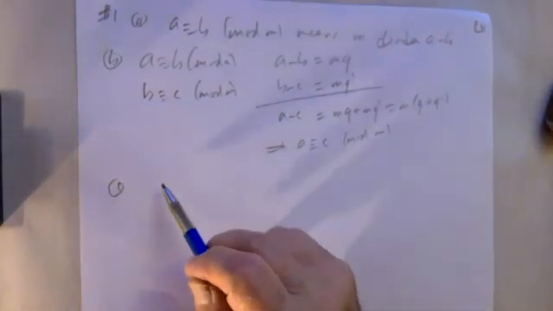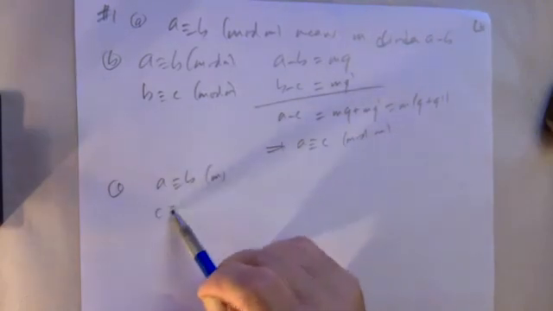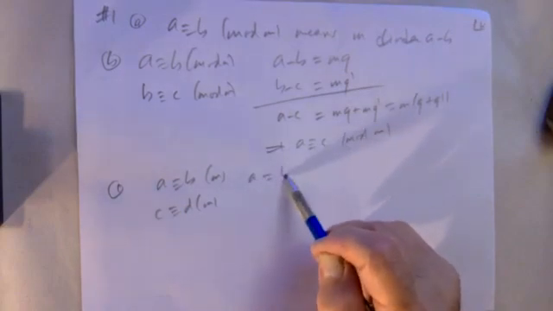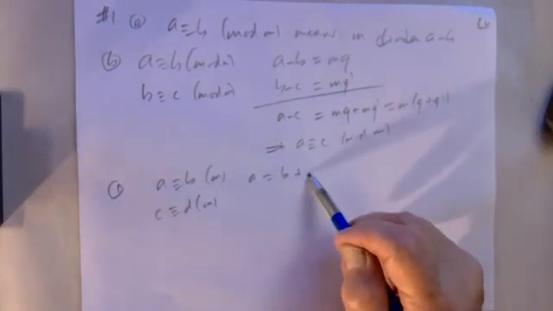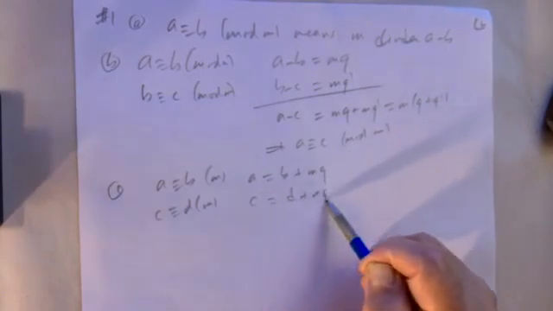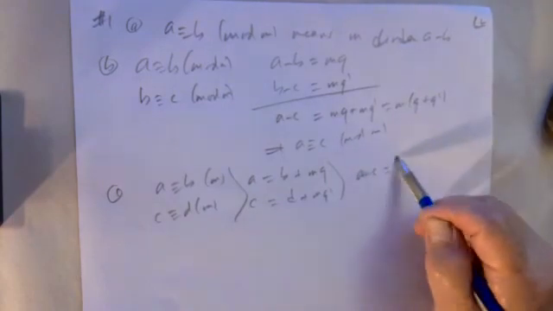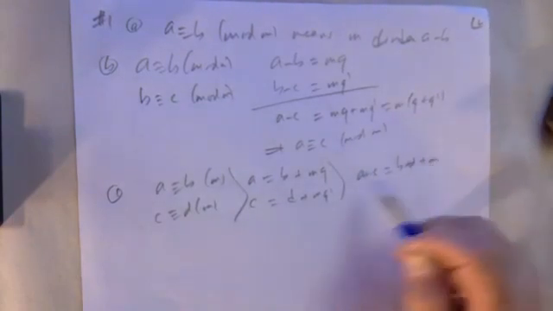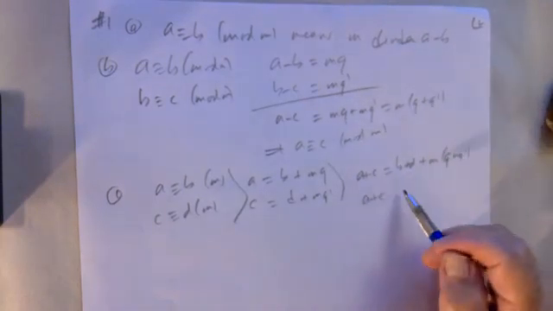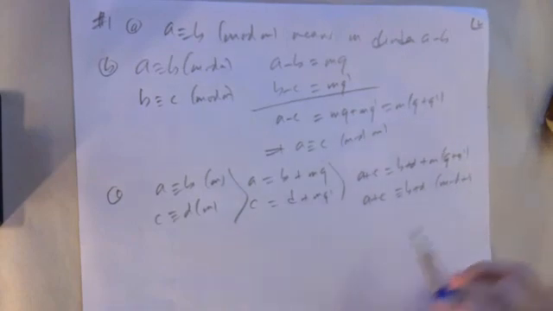If A is congruent to B mod M and C is congruent to D mod M, this means A is B plus MQ. This means C is D plus MQ prime. So if you add, you get A plus C is B plus D plus M times Q plus Q prime. So A plus C is congruent to B plus D mod M.